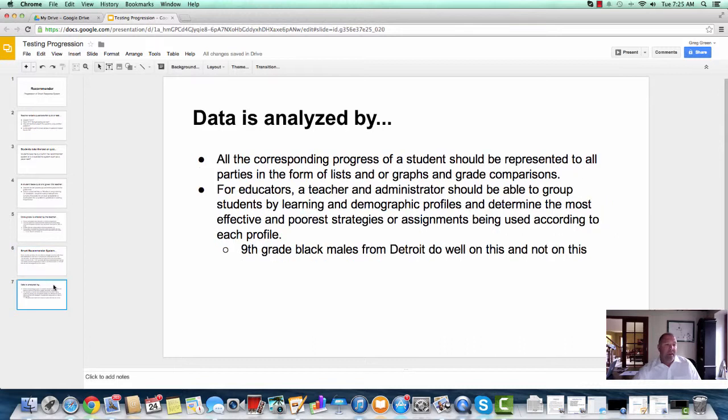All right. And then all corresponding progress of the student should be represented to all parties in the form of lists or graphs or grade comparisons. Educators, teachers and administrators should be able to group students by learning and demographic profiles and determine the most effective, and probably also the poorest, strategy or assignments being used according to each profile. So, the ninth grade black males from Detroit do well on this, but not on this. That's kind of the overview of my thought process and how I'm thinking about it.